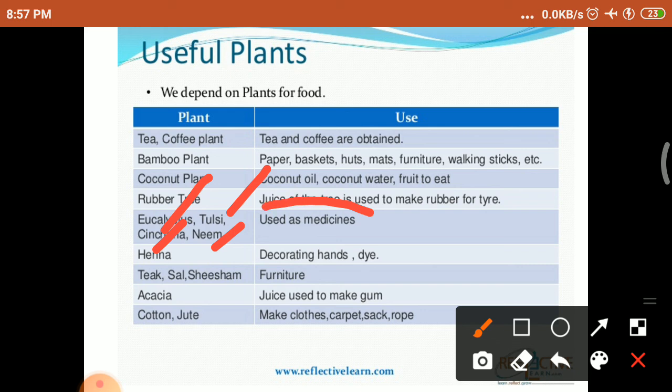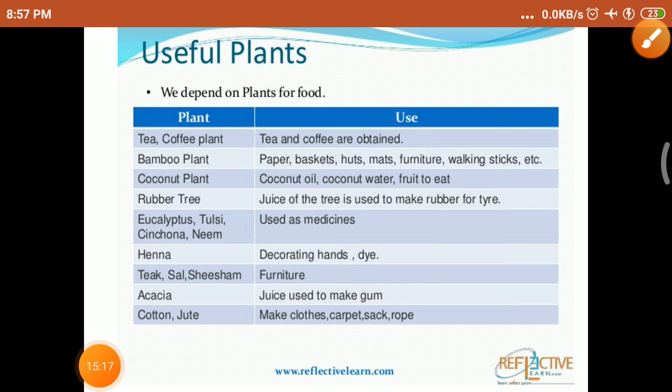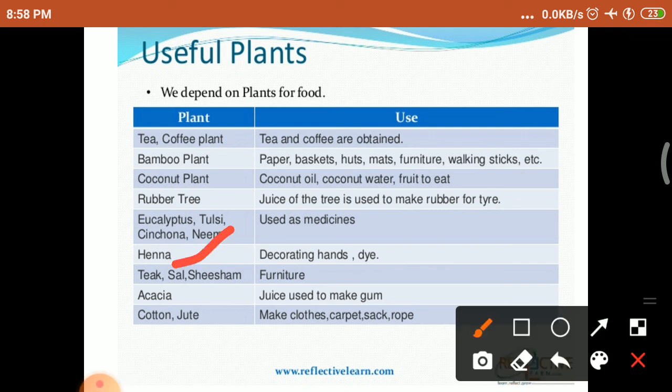These are used as medicine. We know that nowadays we are using tulasi and neem for killing the coronavirus. So these eucalyptus, tulasi, chingona are used as medicines. The next one, henna. In Tamil we say marudani. That is used for decorating hands and also as dye.